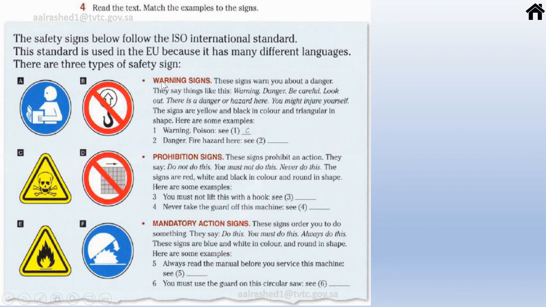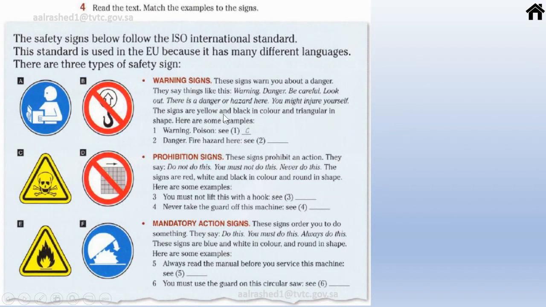Okay, let's start reading. So we have the first section, the warning signs. These signs warn you about danger. They say things like this: warning, danger, careful, look out. There is a danger or a hazard. Danger has the same meaning as hazard. You might injure. So as you can see, we use might. There is a possibility that you are gonna get injured.